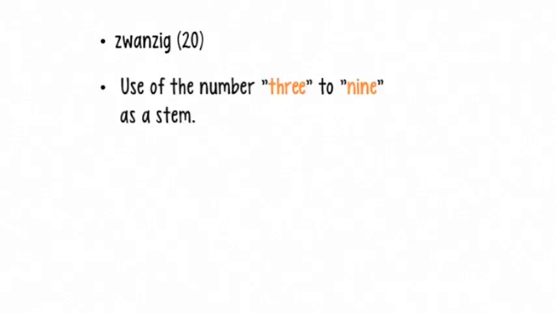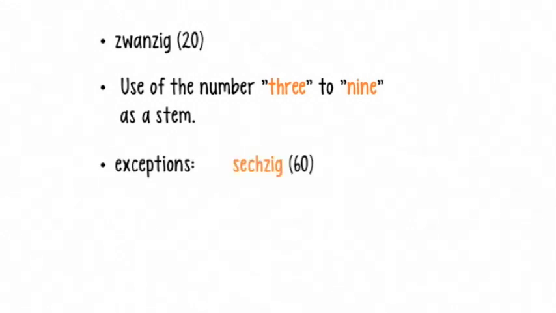The only number which you have to memorize individually is the number 20, which means 20. For the numbers 30 to 90, you just have to use the number 3 to 9 as a stem. There are again two exceptions. In the first case, we have the number 60, which means 60, and the number 70, which means 70. In both cases, it is like in the previous lesson that you have to cut out the ending.